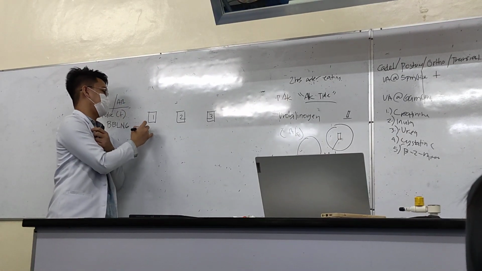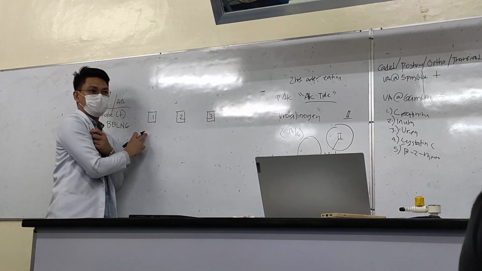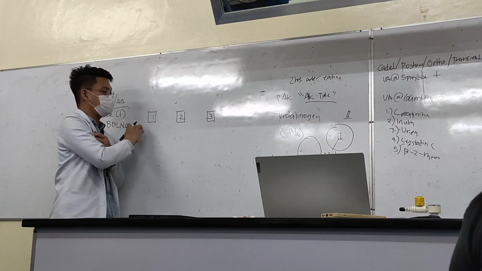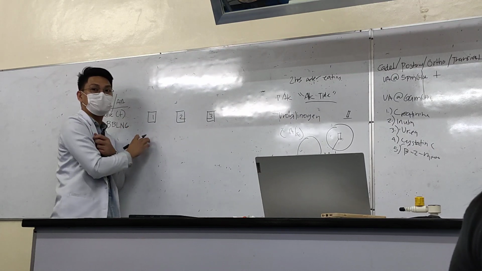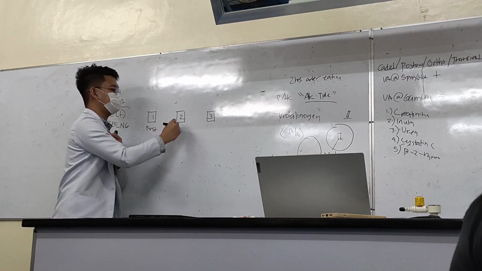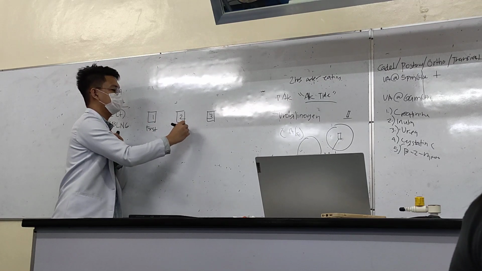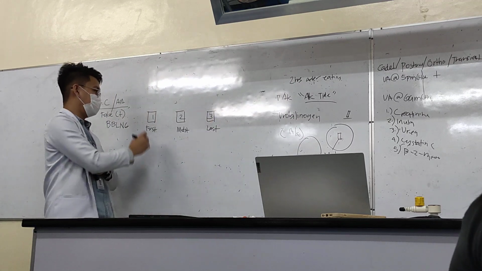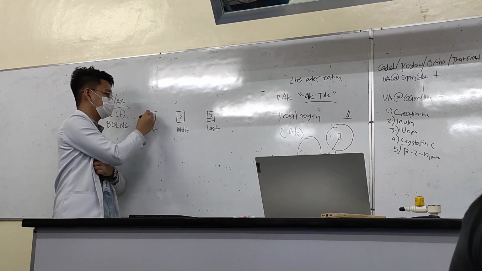Okay, so for the first portion in this collection, there is really no midstream and no void, because in this collection the specimen is always included. So this is the first portion, this is the midstream, then this is the last portion.